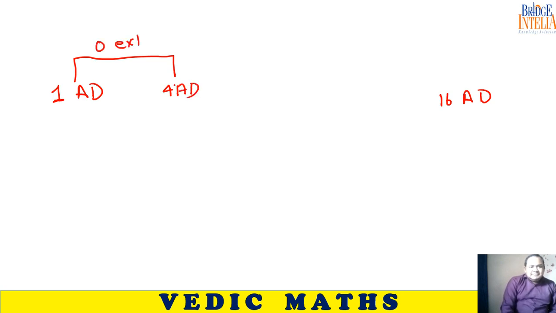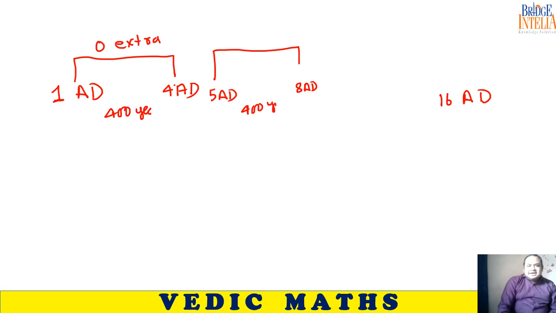So it means between 1 AD to 4 AD, things got balanced, 0 extra days. 400 years. Again, the same thing happened from 5 AD to 8 AD, same thing, 400 years, again 0 extra days.